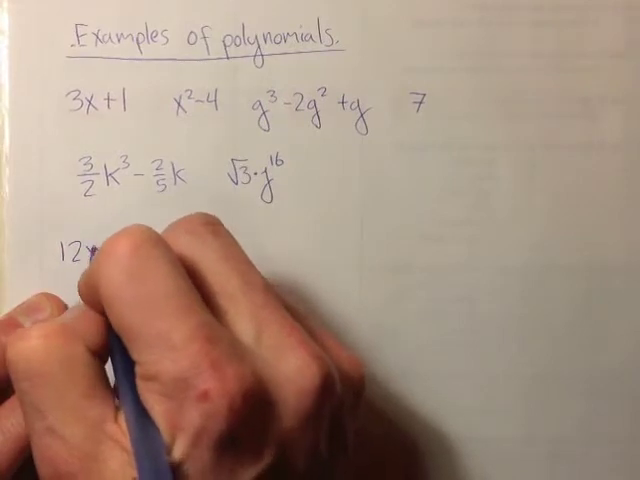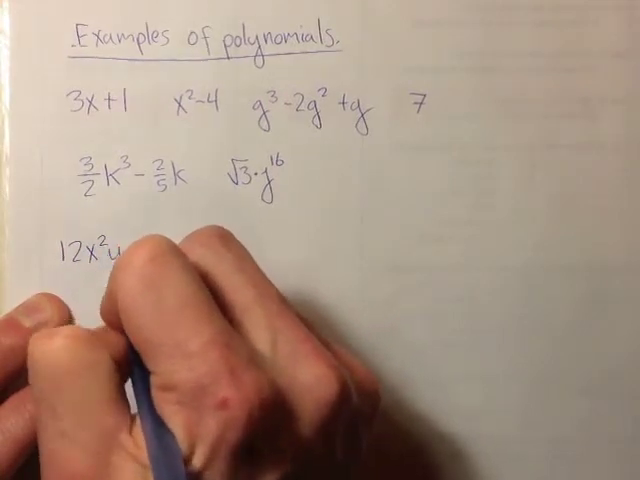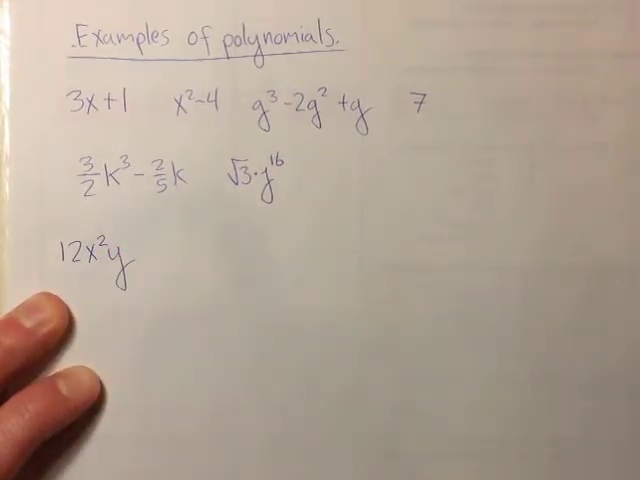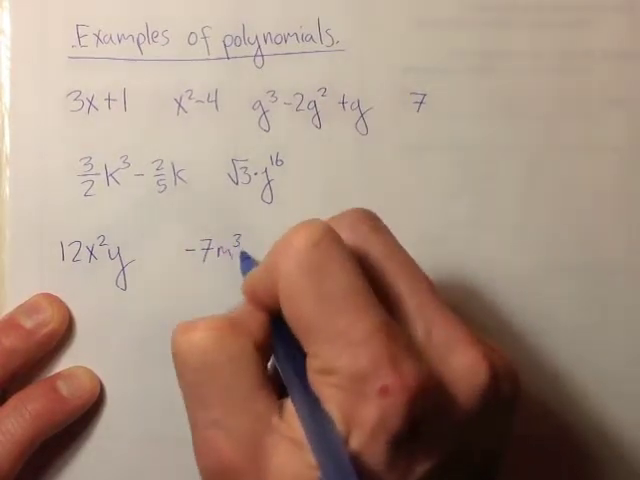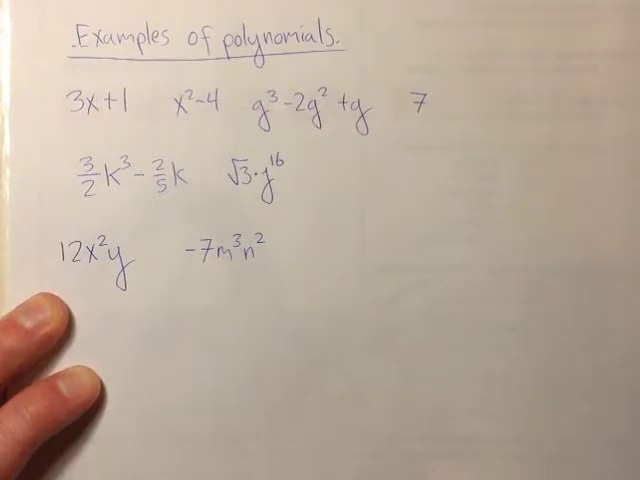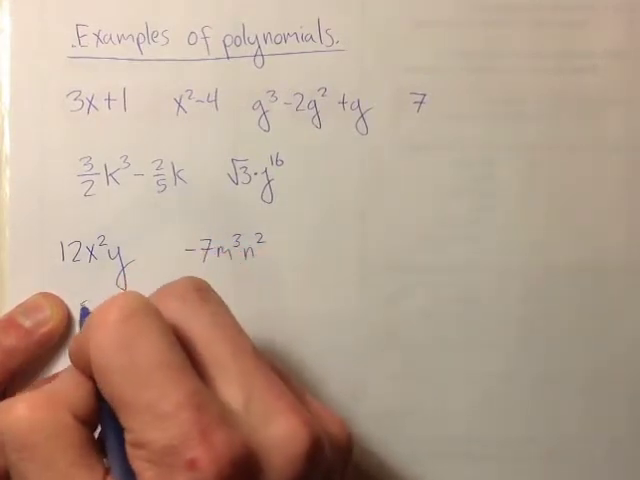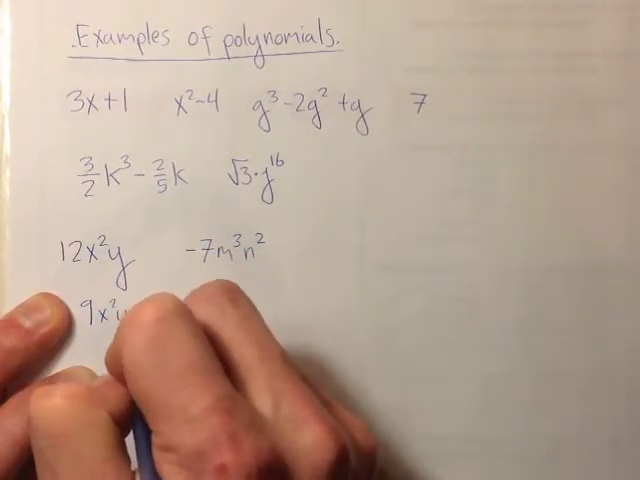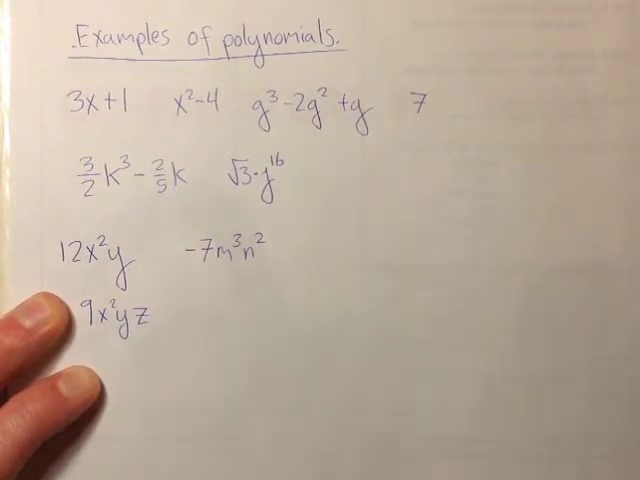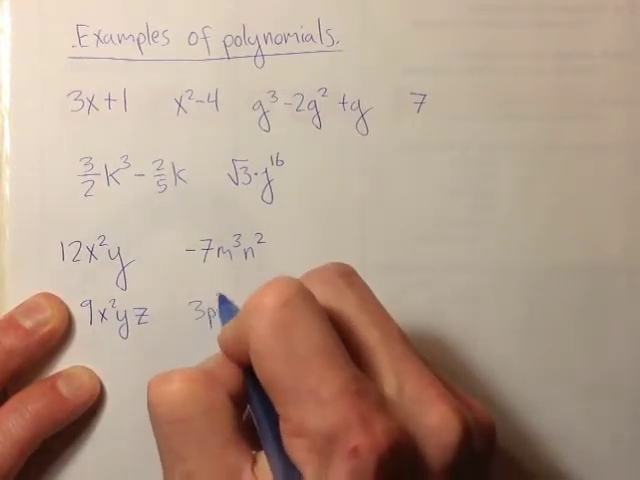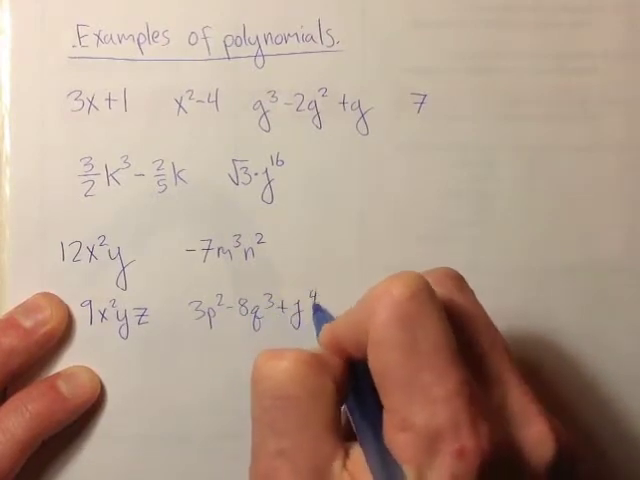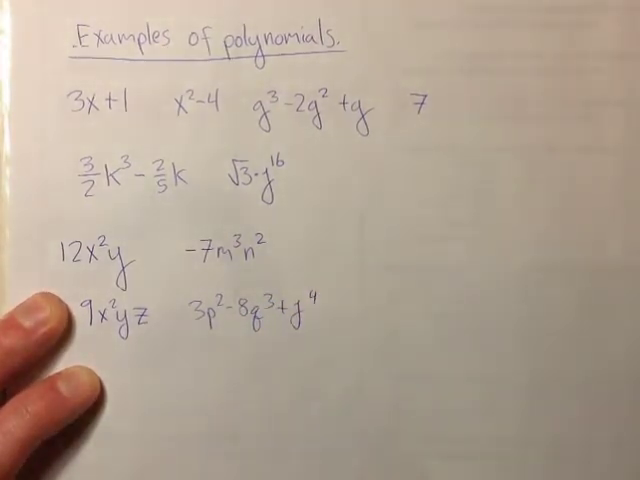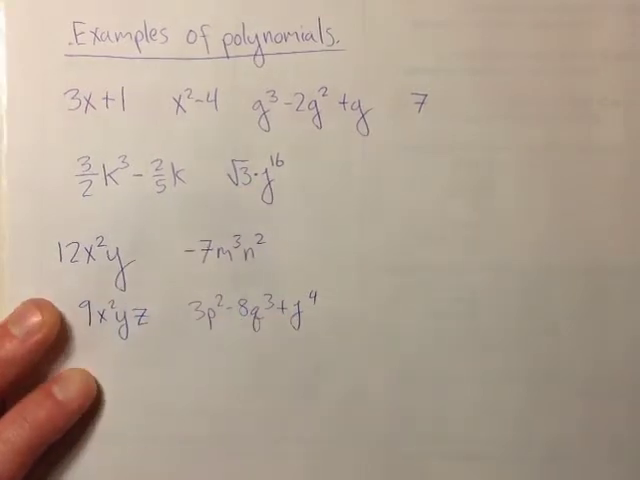12 times x squared times y. That's a polynomial. Negative 7 times m cubed times n squared. That's a polynomial. How about these? 9 times x squared times y times z. Polynomial. 3p squared minus 8q cubed plus j to the 4th. Oh my goodness, this is getting crazy. Okay, all of these are polynomials.